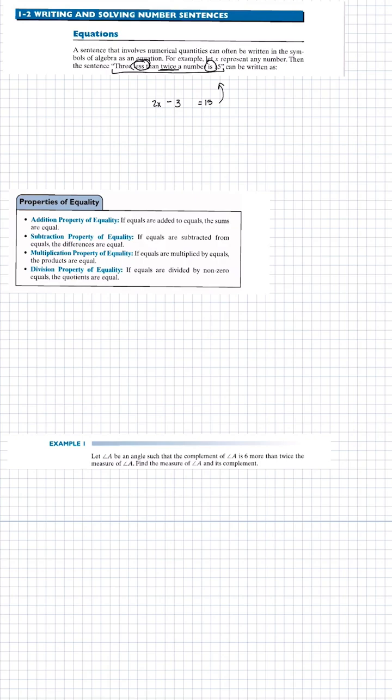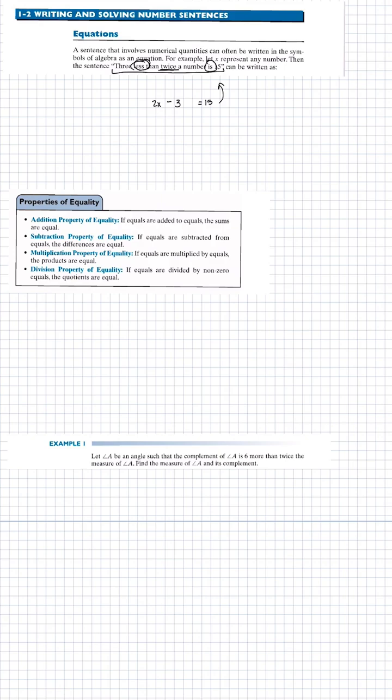Now getting into some of the properties of equality, we have 4 main ones. The first one is the addition property of equality. If equals are added to equals, the sums are equal. The subtraction property of equality states that if equals are subtracted from equals, the differences are equal. Now the multiplication and division properties state that if equals are multiplied by equals, the products are equal. That's for the multiplication property. And the division property specifically states that if equals are divided by non-zero equals, the quotients are equal.